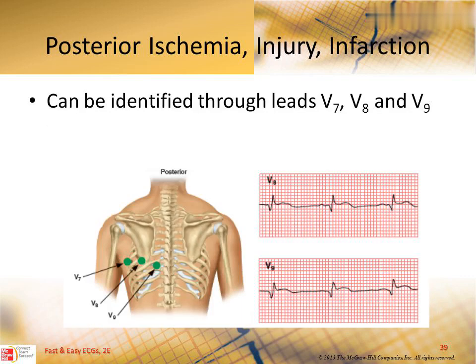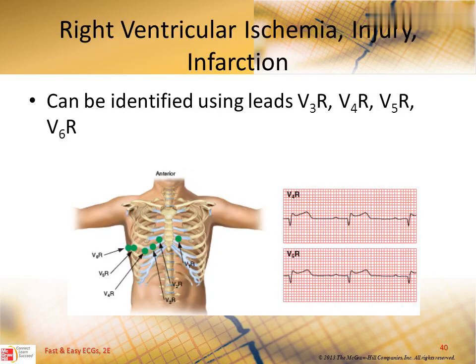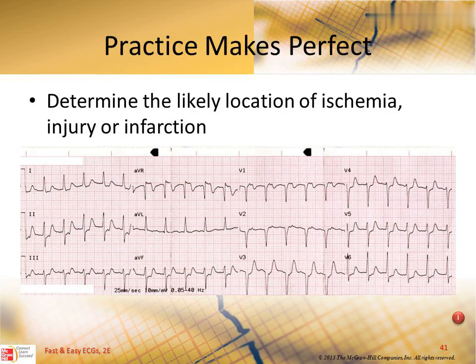Posterior ischemia, injury, infarction can be identified through leads V7, V8 and V9. Right ventricular ischemia, injury, infarction can be identified using leads V4R, V5R, V6R. Practice makes perfect.